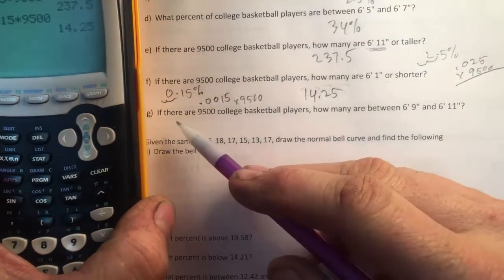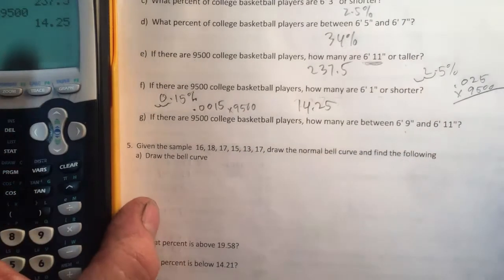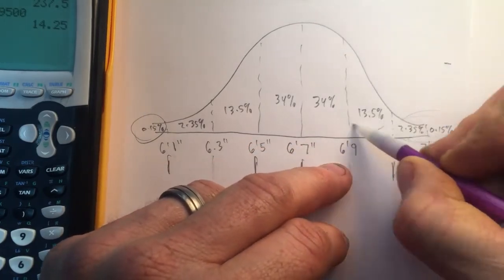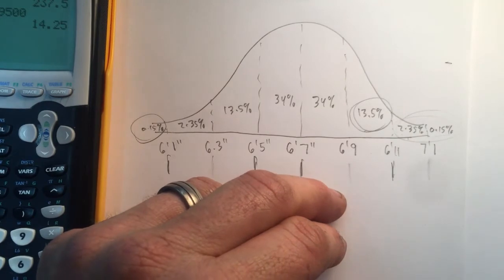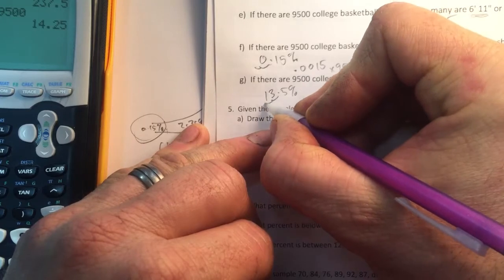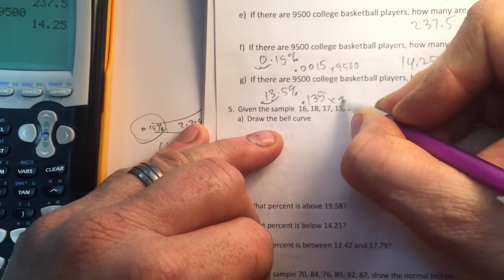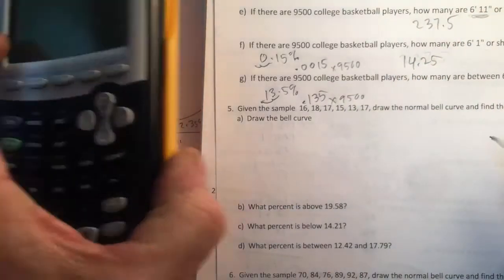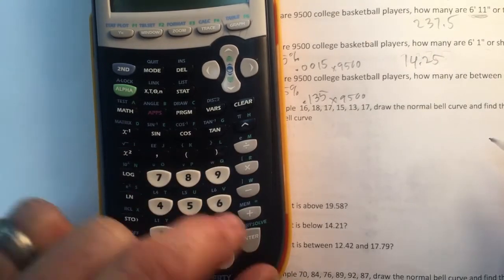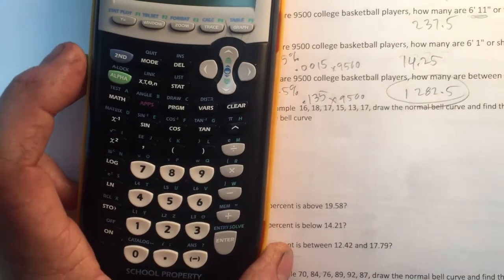And then this last one here. If there's 9,500 college basketball players, how many are between 6'9" and 6'11"? If you look at my curve here, 6'9", 6'11", we're looking at 13.5%, which I got to change to a decimal, which means it'd be 0.135. Then I times that by 9,500. So 0.135 times 9,500, and I get 1282.5. There you go.